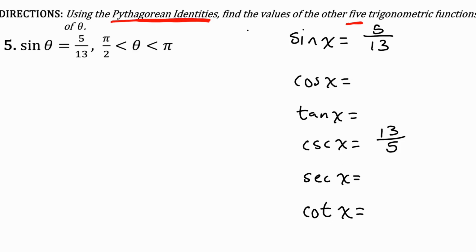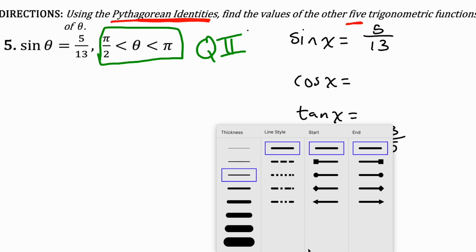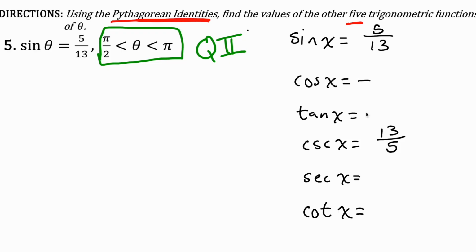Okay, but before we do that, we want to remember that this information right here tells us something. This tells us that we are in quadrant 2. Okay, why does that matter? Well, in quadrant 2, cosine is negative, tangent is negative, and then secant and cotangent are negative. All right, but sine and cosecant are both positive. And we know that because we're told in the original problem that it's positive.